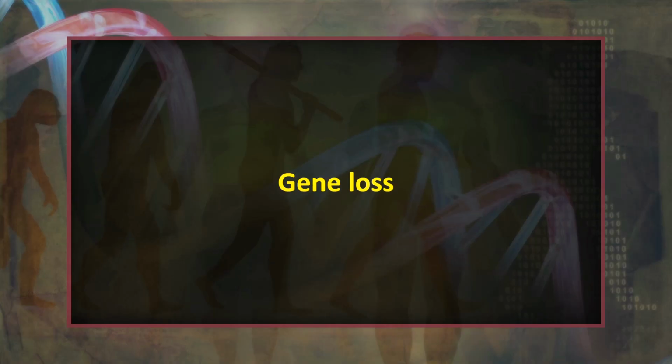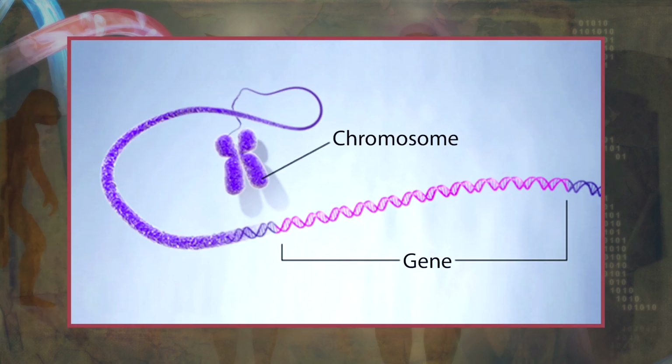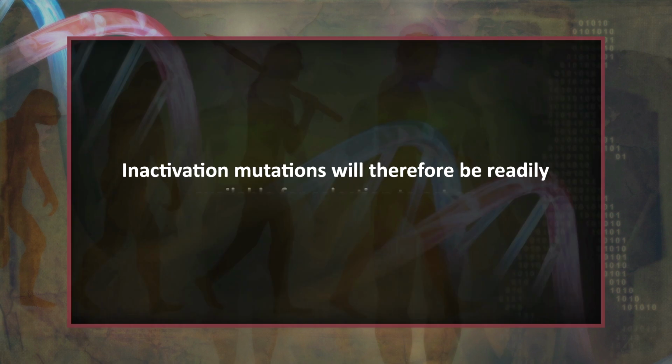Dear students, let's talk about the gene loss first. Many different mutations can inactivate a gene, but few will change its function in a specific way. Inactivation mutations will therefore be readily available for selection to act on. Gene loss could thus be a common mechanism of evolutionary adaptation, the less is more hypothesis.